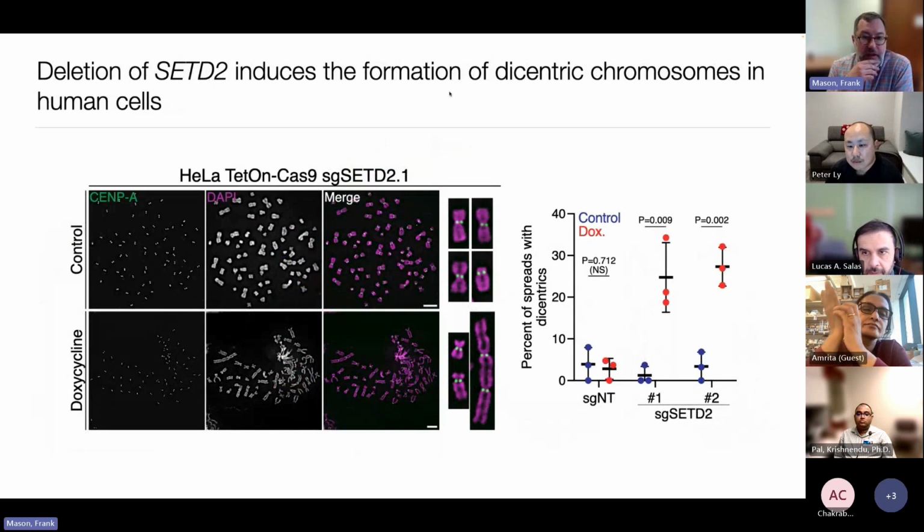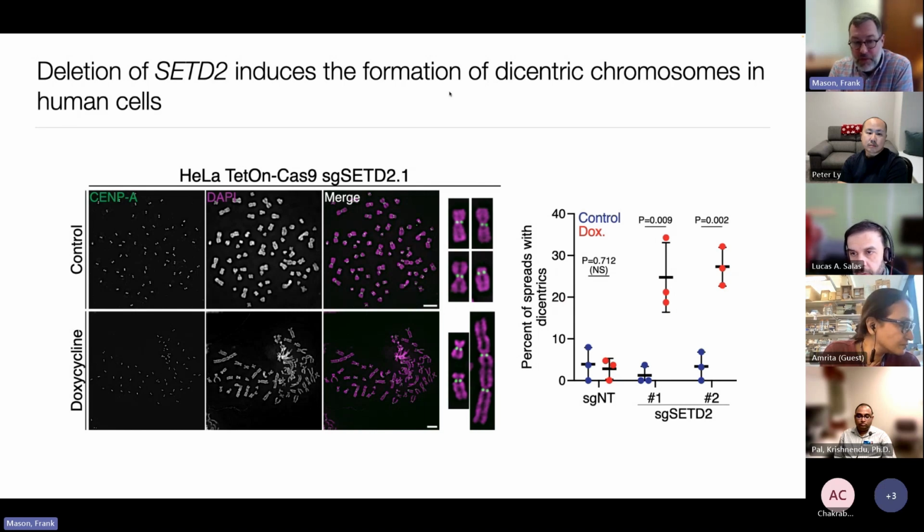We confirm this in another cell line, HeLa cells, where we can acutely deplete SETD2 using CRISPR. And here we also see an increase in the formation of these dicentric chromosomes. And I wanted to mention, we chose HeLa cells specifically because these cells do not have the alpha tubulin methylation. And so we were able to uncouple the tubulin methylation phenotypes in these cells. And so we think that most of the phenotypes that we're seeing would be due to the loss of H3K36 trimethylation or potentially other methylation targets independent of tubulin.